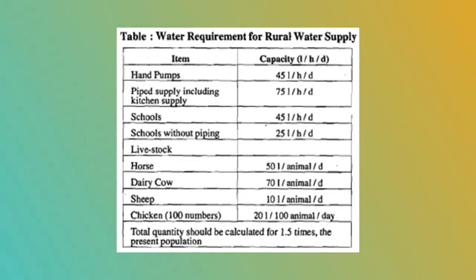Livestock like horse, this is 50 liters per animal per day. Dairy cow 70 liters per animal per day. Sheep 10 liters per animal per day. Chickens, for 100 animals, 20 liters per 100 animals per day. So total quantity should be calculated for 1.5 times the present population.